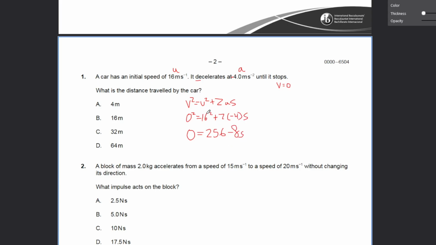And if you didn't know 16 squared, you actually are allowed a calculator on this, so you can use your calculator. And then if we solve this, move 256 to the left, we get -256 is equal to -8s. Divide each side by -8. We have s is equal to 256 over 8, which you can use your calculator here again, is 32. So 32 meters is my answer. That is answer choice C.